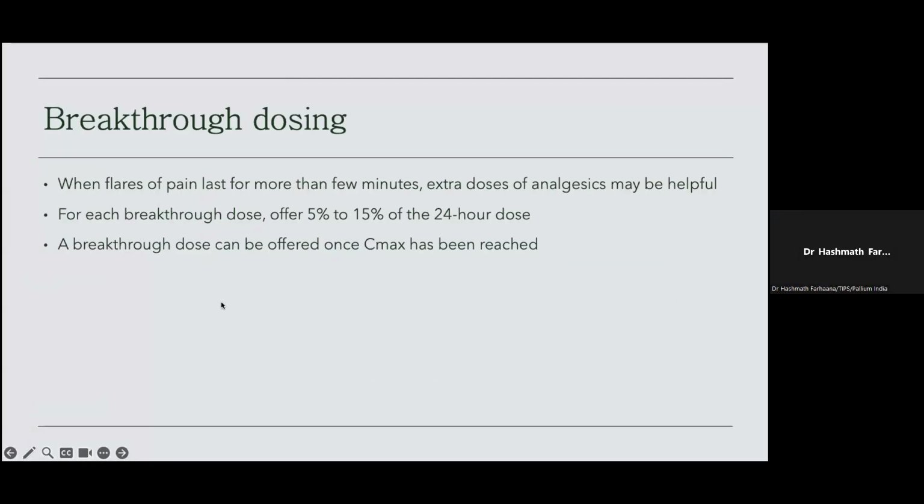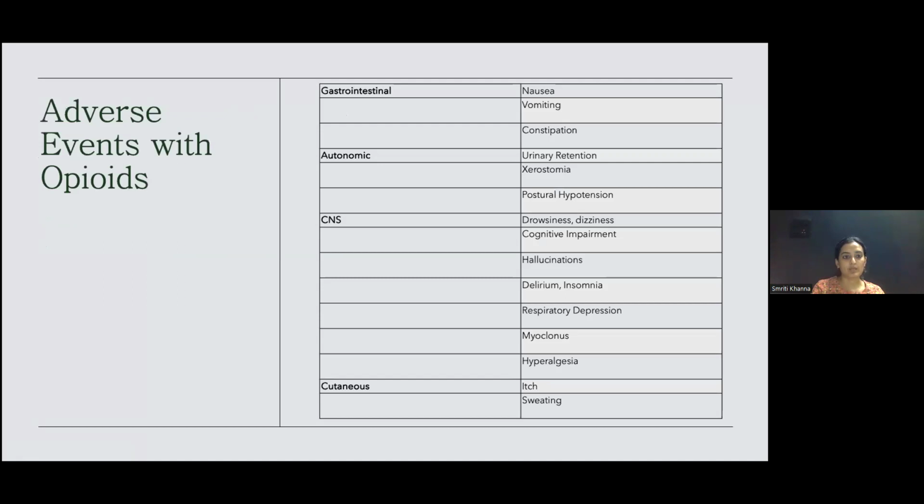Breakthrough pain, as I discussed, is pain that occurs over and above the regular pain management that the patient is undergoing. So the patient may be on a regular frequency of pain dosage, and there can be a flare that goes above that. This is where you will give your SOS or extra dose of analgesic. As we had discussed, that is 5 to 15% of the 24-hour dose, or one single dose can be given as breakthrough pain.